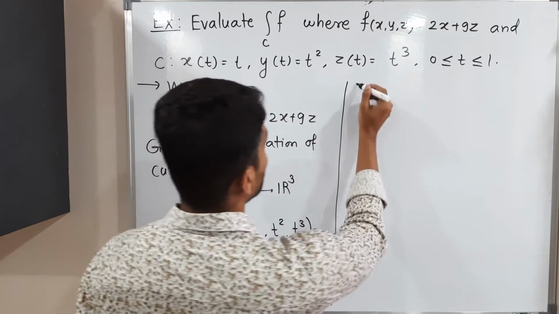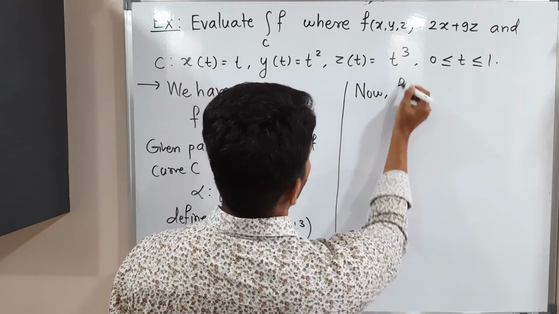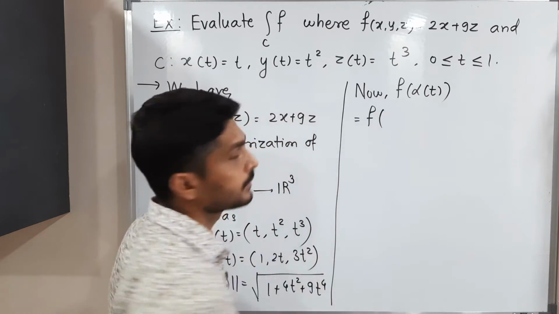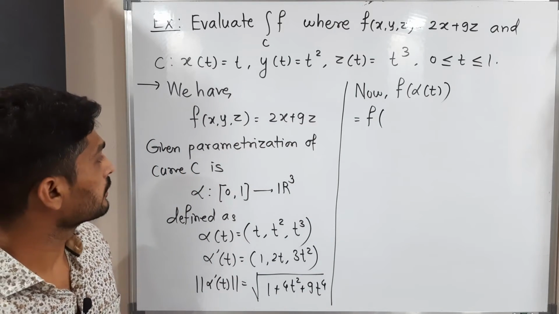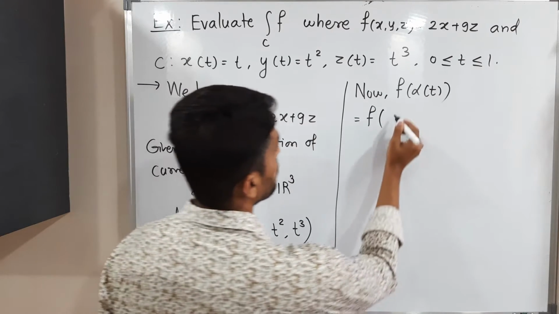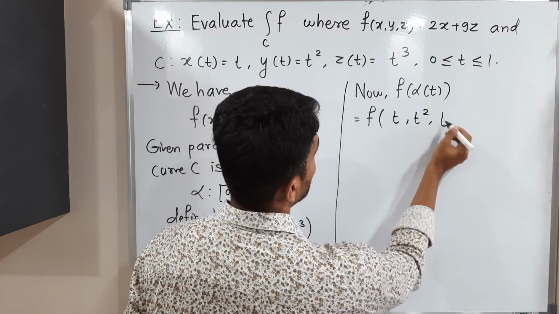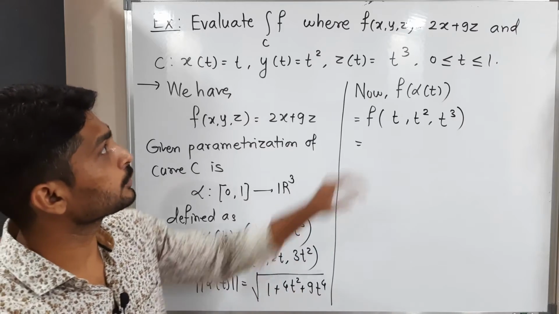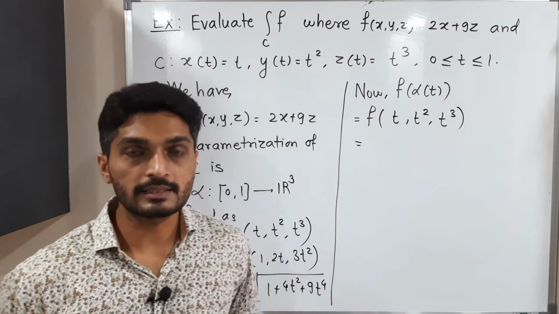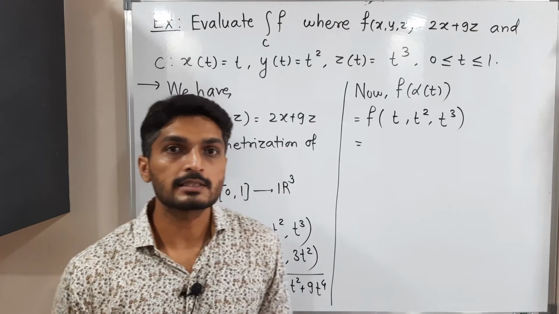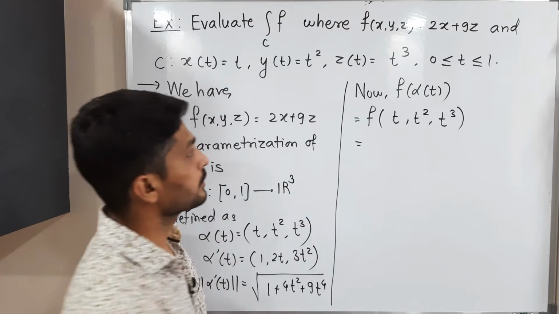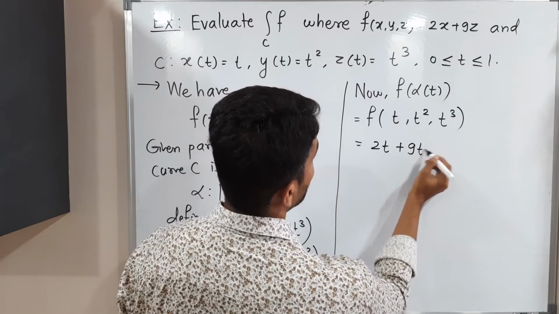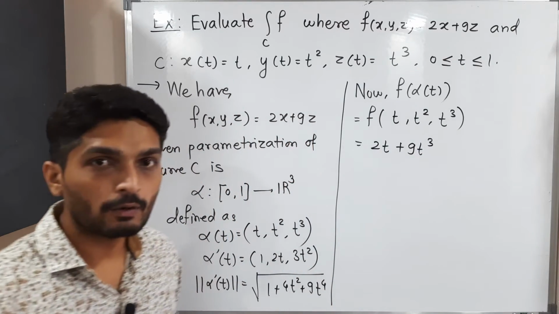Now, f of alpha of t is equal to f of, we put the value of alpha of t, that is t, t square, t cube. After that we have to operate f on it. What is the definition of f? 2x plus 9z, that means 2 into the first component plus 9 into the third component. So that is 2 into t plus 9 into z, which here is t cube.